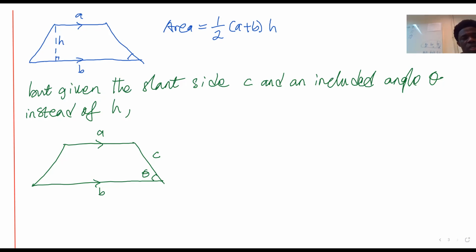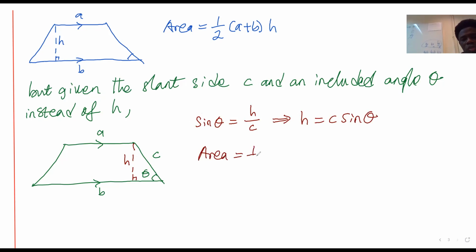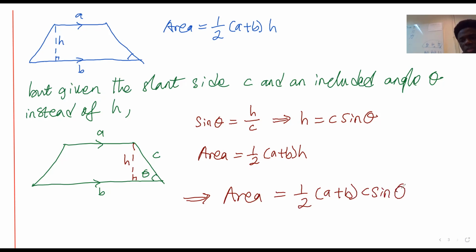Then we can do the same thing, try to find our h using SOHCAHTOA. Sin theta will be opposite in that triangle, which is h, over hypotenuse, which is c, which implies that h is equal to c sin theta. And then the area of a trapezium, which was half (a plus b) times h, will become area is equal to half (a plus b) c sin theta.